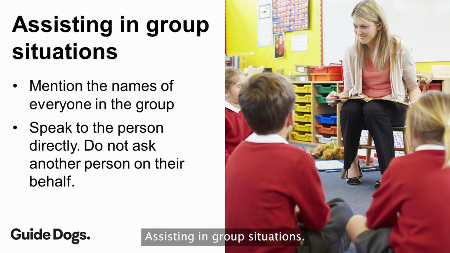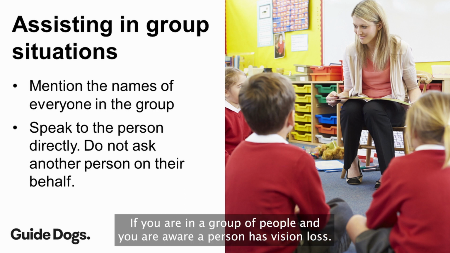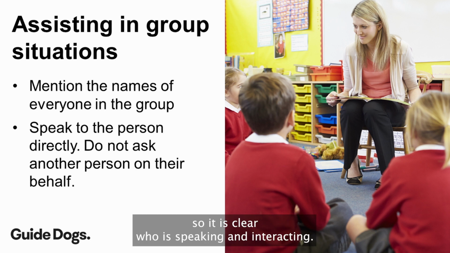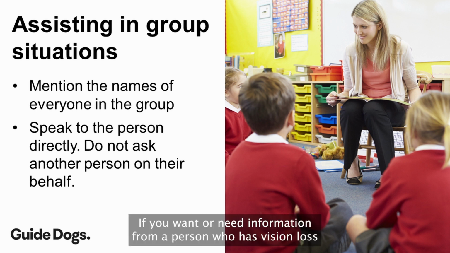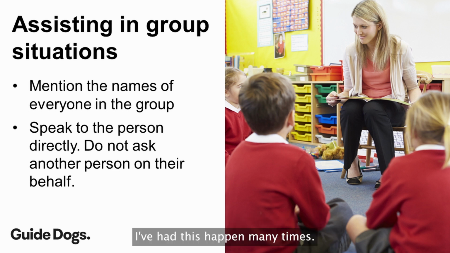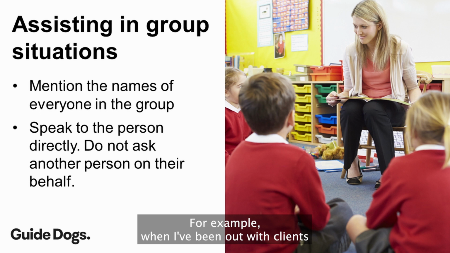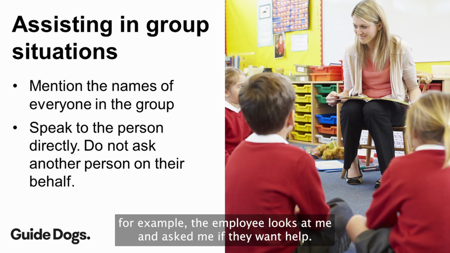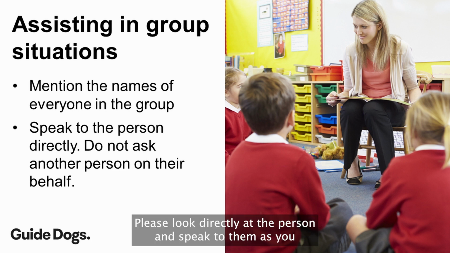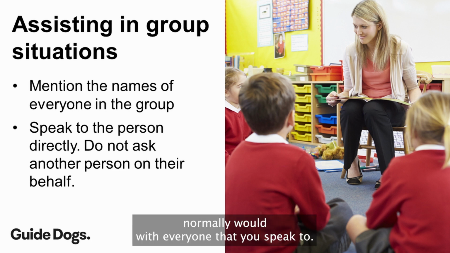Assisting in group situations. If you are in a group of people and you are aware a person has vision loss, tell them the names of the people in the group. Clearly use each person's name when you talk, so it is clear who is speaking and interacting. If you want or need information from a person who has vision loss, ask the person directly. Do not ask another person to answer on their behalf. I've had this happen many times. For example, when I've been out with clients who have learnt a route to the bank, for example, the employee looks at me and asks me if they want help, as if the client is invisible. Please look directly at the person and speak to them as you normally would with everyone that you speak to.